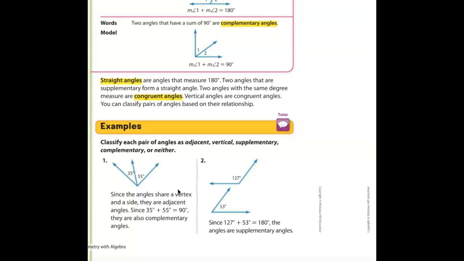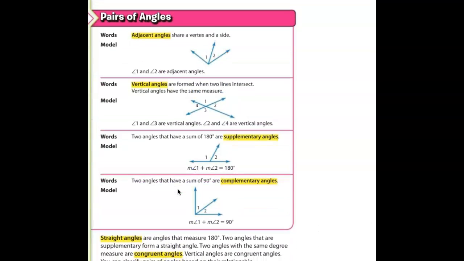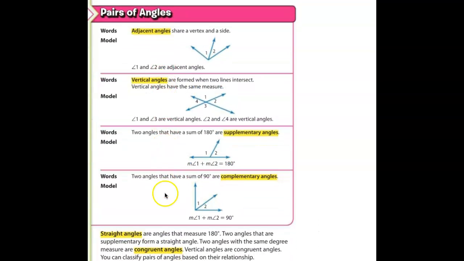Okay, if you've opened up your book to page 674, you're going to see more examples of each of these vocabulary words. Adjacent angles share a side and a vertex. They are kind of next to each other. They're connected by a side and a vertex. So that's an example of adjacent. These two adjacent angles are neither complementary nor supplementary because they don't make a right angle or a straight line.